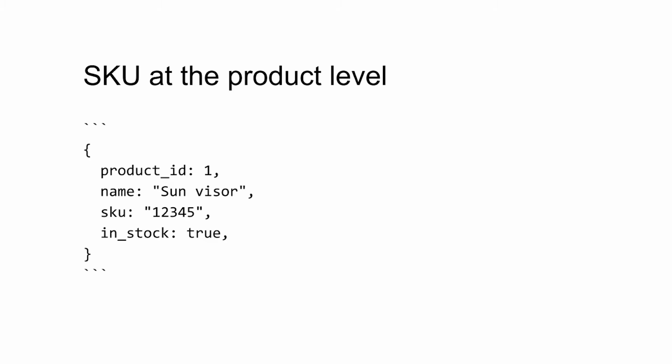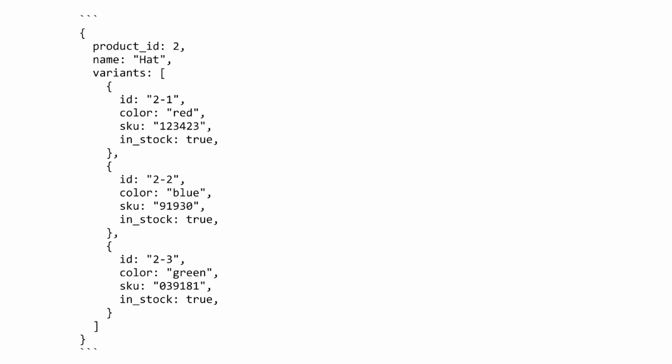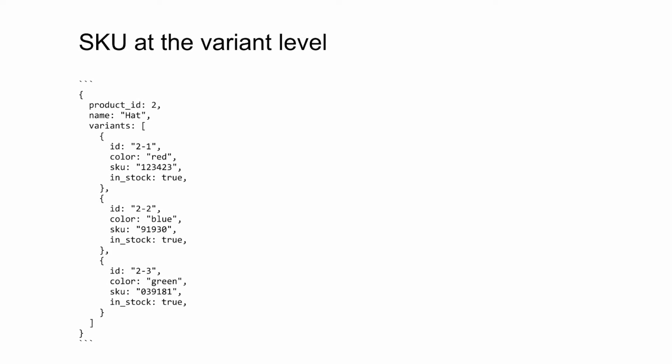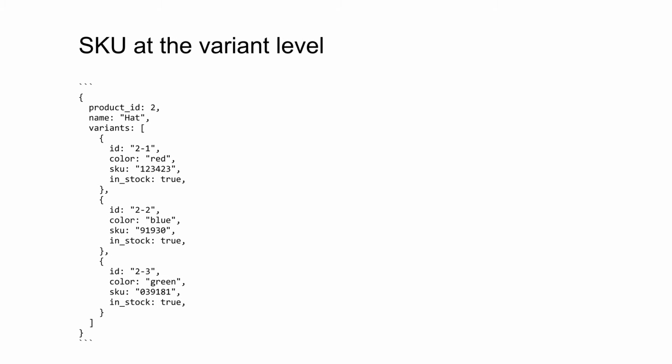Here's an example for a sun visor. If you sell a hat that comes in 3 colors, you likely have 3 variants for the hat, and each one may have a SKU. Here's an example of that in your data model.